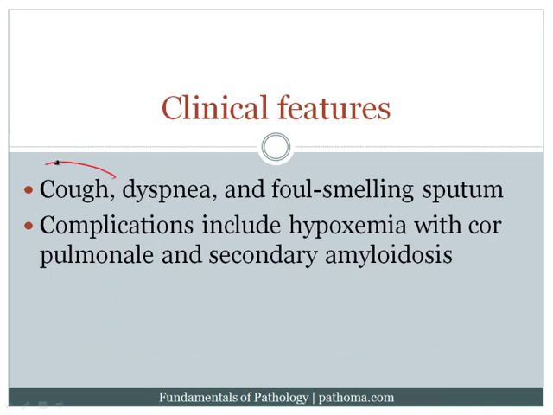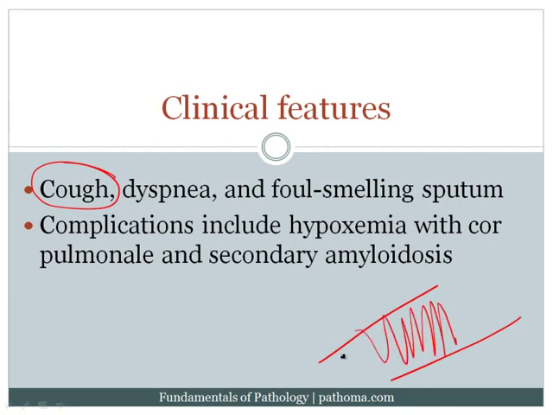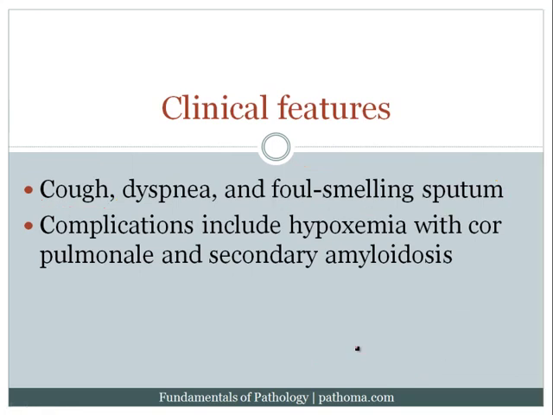Clinically, these patients are going to have cough because, again, this dilatation of the large airways is also going to result in some mucus trapping, so they'll cough up that mucus. They'll have dyspnea, difficulty breathing, and foul-smelling sputum. Now that sputum that comes out is going to be loaded with inflammatory junk and will have been sitting in the lung for a while and rotting, so it'll smell very bad. Complications include hypoxemia. There's going to be trapping of carbon dioxide. Eventually the patients will get hypoxemia, and a complication of that would be cor pulmonale.